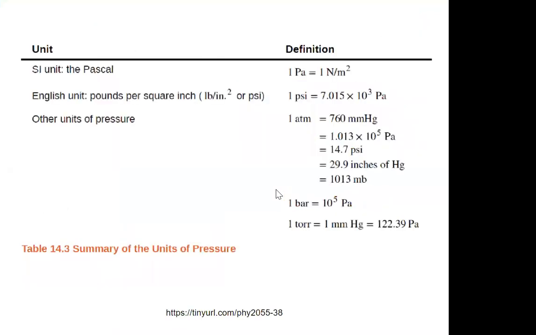Here comes the unit conversion. If you are working between two different units, you need to know how to convert them. You can look it up over here. 1 atm is not exactly 10 to the fifth, but 1.013 times 10 to the fifth Pascal. 10 to the fifth Pascal is called 1 bar. So there are a lot of different units here. And 1 torr is 1 millimeter of mercury, which is roughly 122 in Pascal.